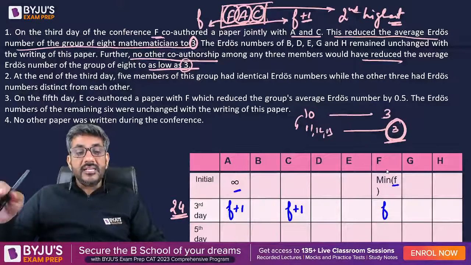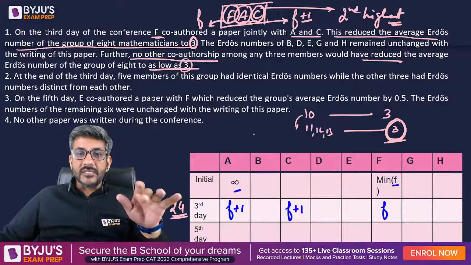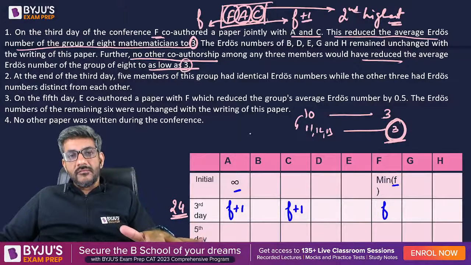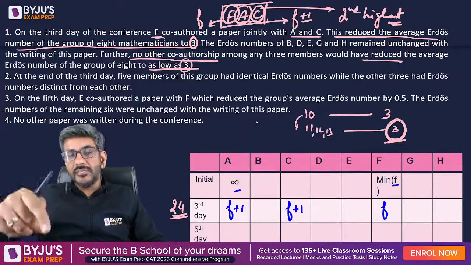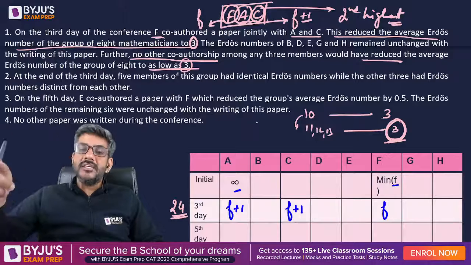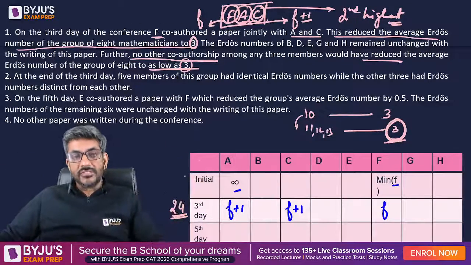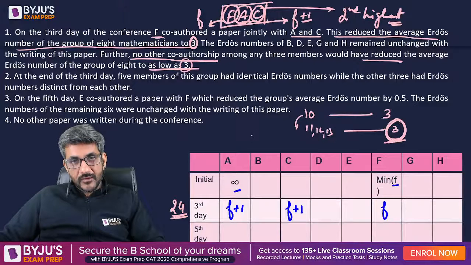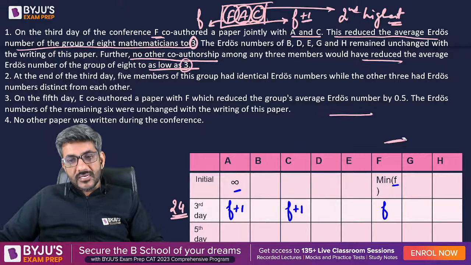So if we say that these three people have created the maximum possible reduction, that means the person with the smallest ERDOS number, F, must be there in the group. The largest ERDOS number must be there in the group. उसके अलावा भी if there is anyone there in the group, he must be the person with the second highest ERDOS number. He must be there. Only then the maximum possible reduction can happen. I'm sure it is understood to all of you.